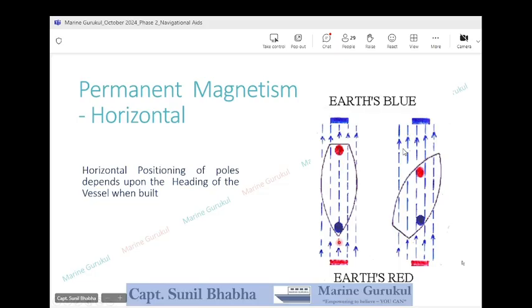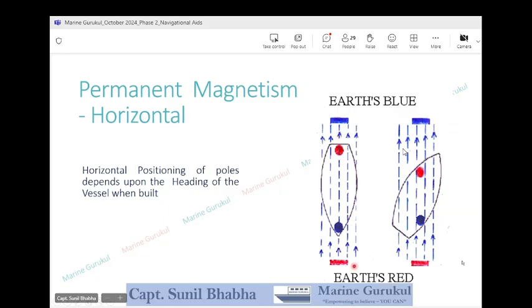Now, if it is being built on a southerly heading, you see a red color pole here at the bottom or at the south. This is basically the south magnetic pole of the Earth. And you see a blue pole at the top or north of the ship. This represents the north magnetic pole of the Earth, which has the blue polarity. And these dotted lines which you see, going from red pole to the blue pole, they represent the magnetic field lines of the Earth.